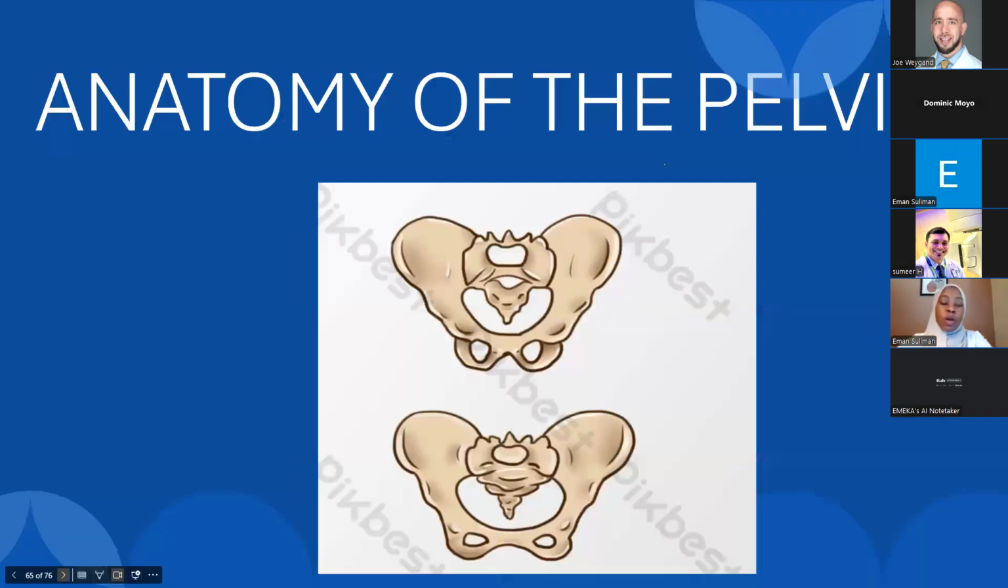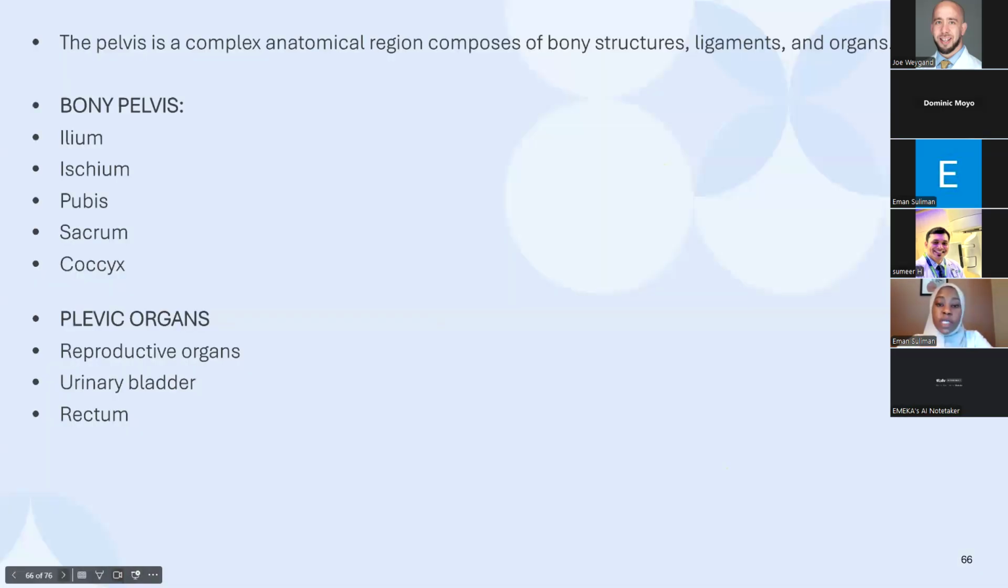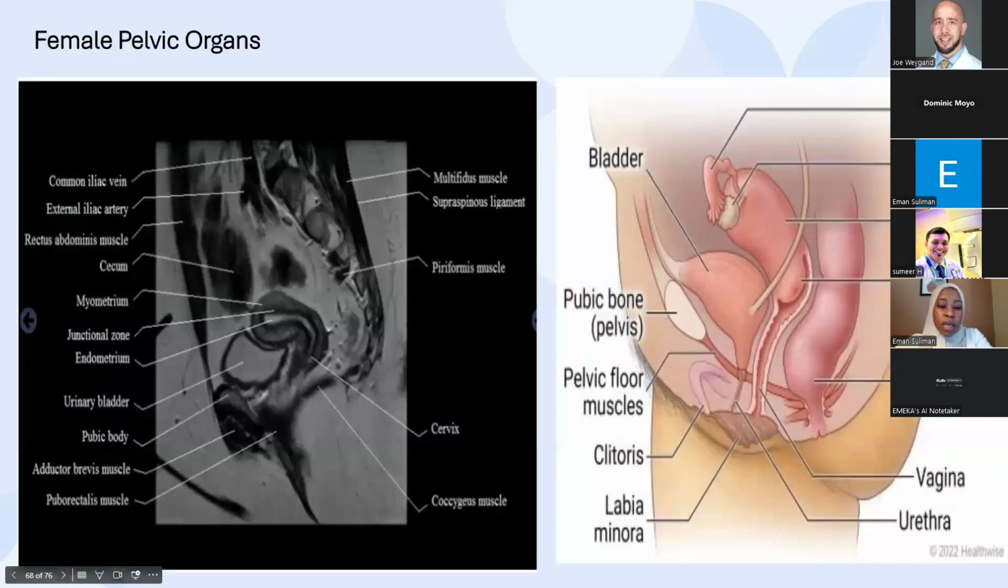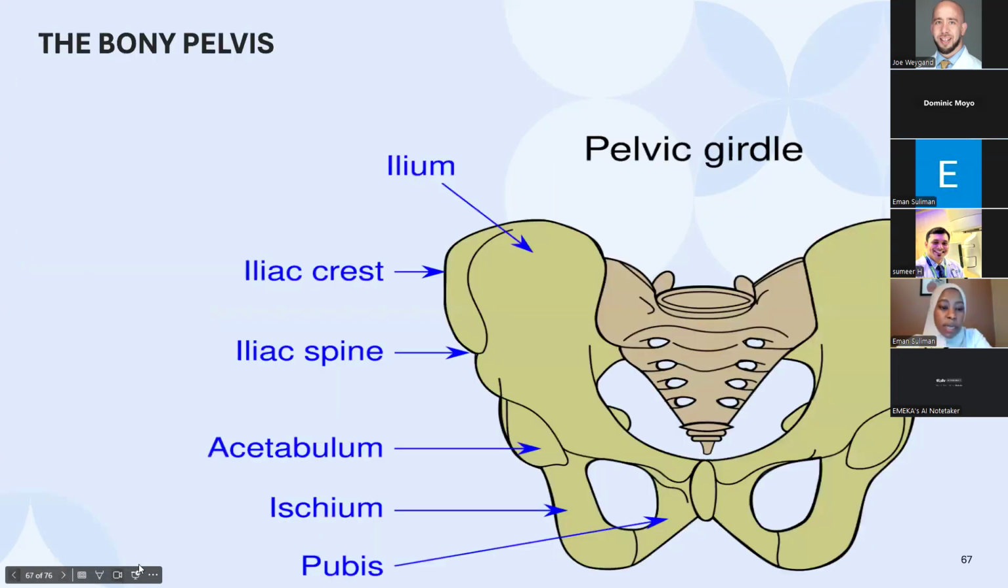Okay, let's move on to talk about the anatomy of the pelvis. The pelvis is mainly formed of bony structures and pelvic organs. The bony structures are the ilium, ischium, pubis, sacrum, and coccyx. And the organs are the reproductive organs, the urinary bladder, and the rectum. This is the bony structures, roughly.